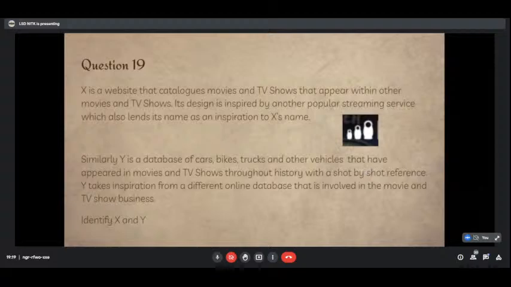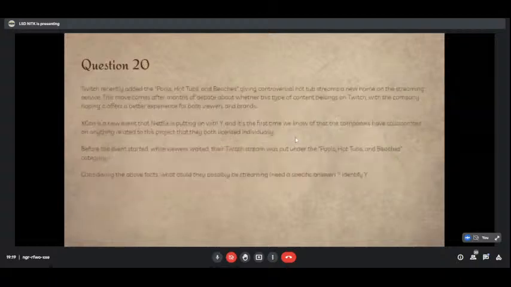So we're talking about two services or websites, one which deals with movies and TV shows within other movies and TV shows. The other which is basically a database of vehicles that show up in movies and TV shows. So we want you to identify both. Final question of the quiz, question 20.